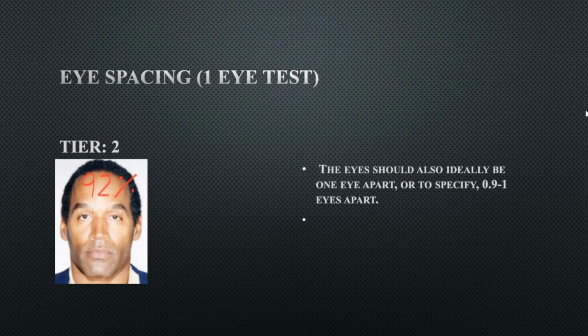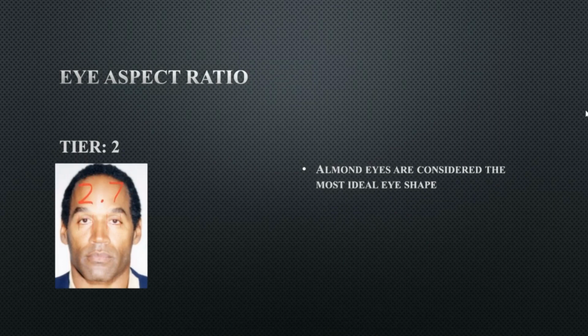His eye spacing, the one eye test, so your eyes are supposed to be one eye width apart, and his is at 92%, so this is near ideal, so this is pretty good. His eye aspect ratio, so you want almond shaped eyes, and his is at 2.7, which is a little bit on the rounder side of things, maybe because his lower eyelid is a bit droopy, as you can see right there, and that's probably stemming from his negative canthal tilt, like I said before.